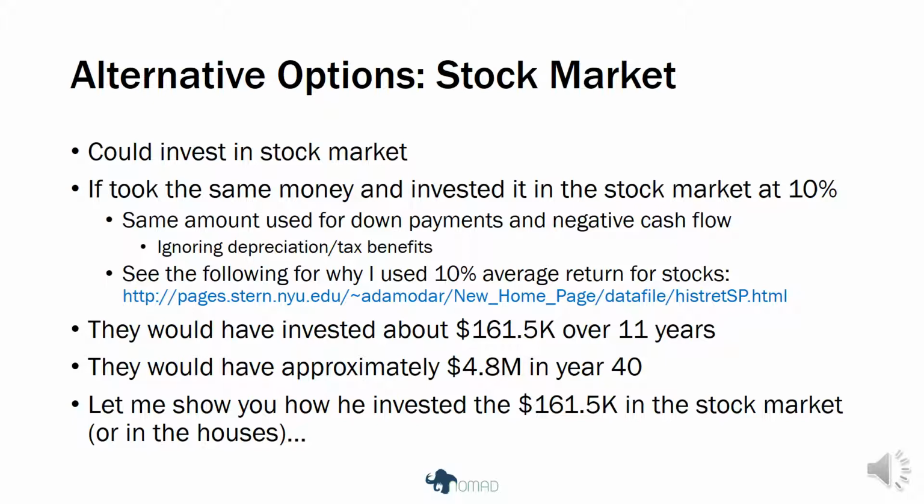So if they put in $161,000 over the next 11 years, they would have $4.8 million in their stock market account in year 40, which in today's dollars might be worth 1.2. If we use a really, really conservative rule of thumb that says about 25% value in today's dollars to break it back over 40 years, that seems pretty reasonable to me. So do you think investing $161,000 over 11 years to get $4.8 million in year 40 is worthwhile?